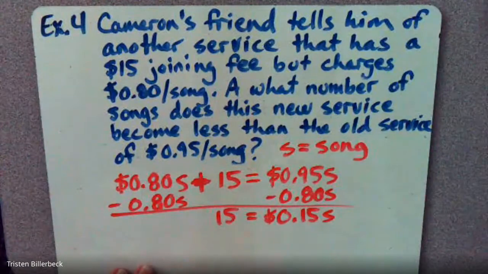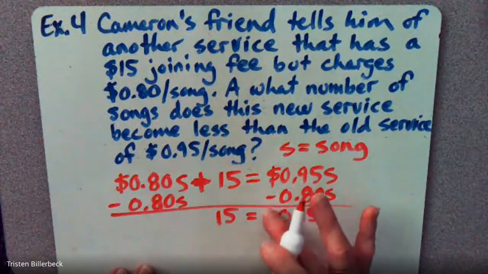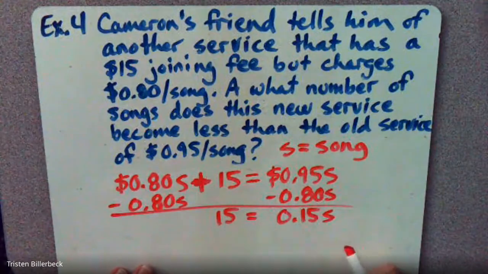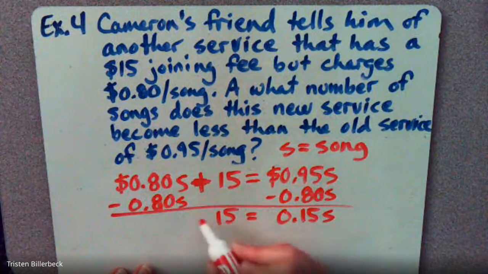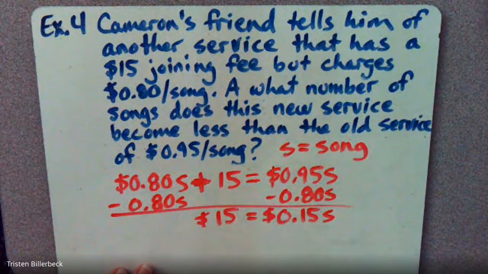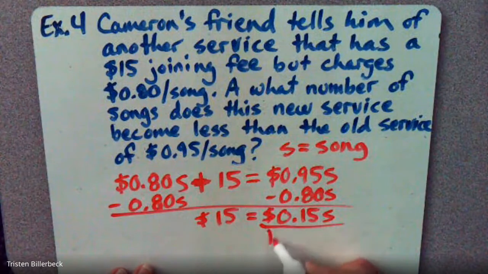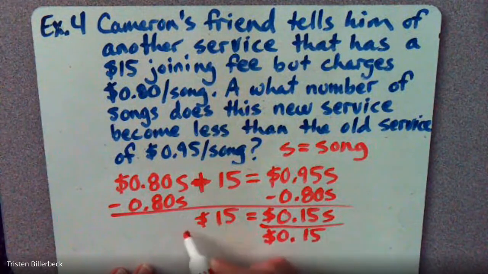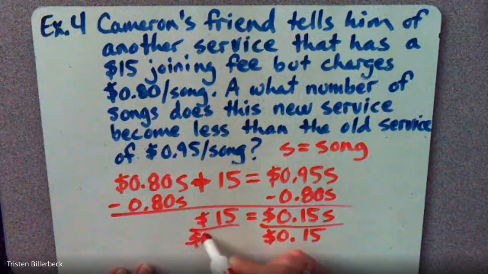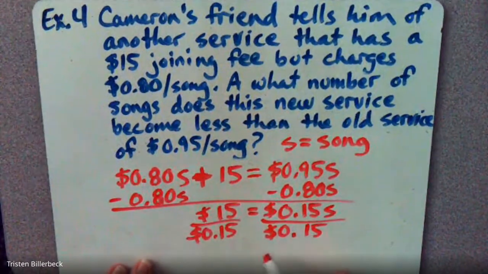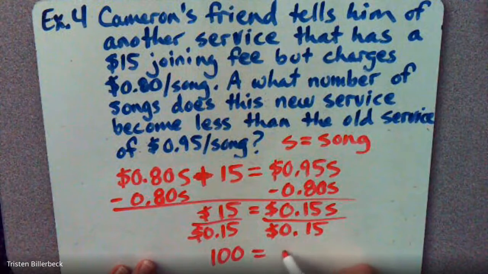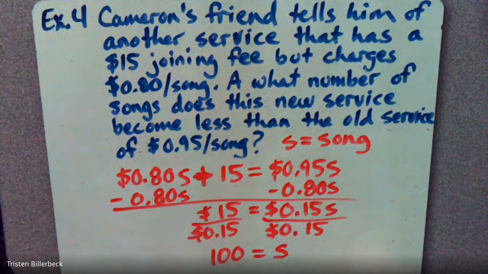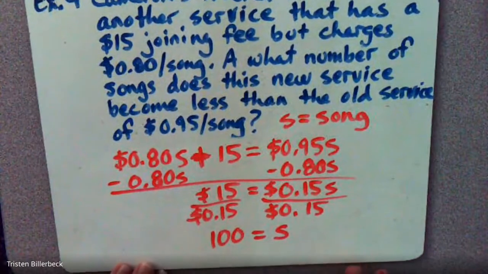Okay, but we don't need to write the dollars because this is dollars per song, and that's song. Okay, so let's see how many. These are both dollars, by the way. So, well, I guess we can write dollars. Okay, so it's going to cancel in a second. So we have 0.15. Okay, so when we divide 15 by 0.15, we get 100 songs. Okay, so at 100 songs, they both are equal.